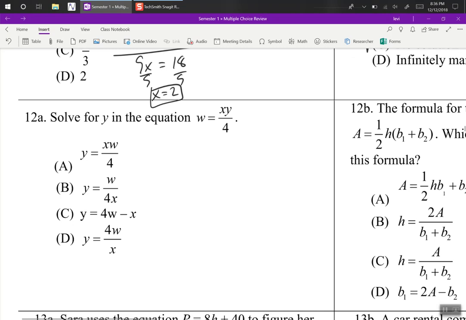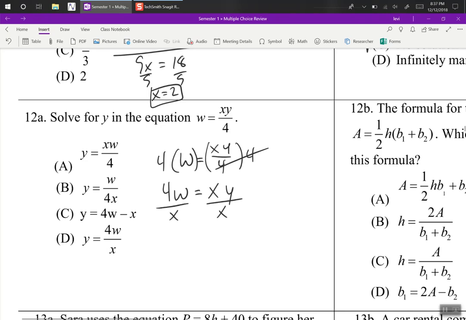Solve for y in the equation. So we're trying to get y by itself, x times y divided by 4. So what's happening? X and y are being divided by 4, so we'll undo that by multiplying by 4. So we get 4w equals, our 4's will cancel, and we'll get x dot y. And now to solve for y, we'll divide by x and divide by x. So y equals 4w divided by x.